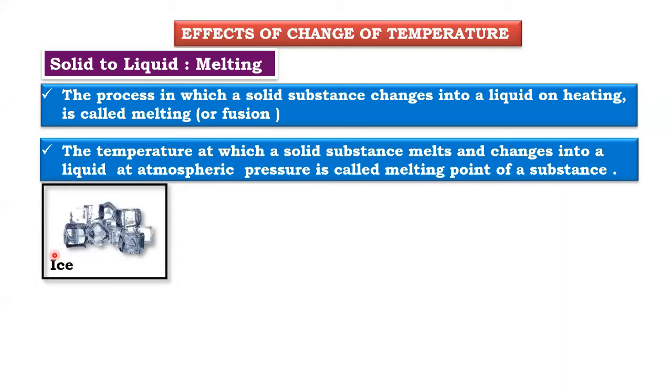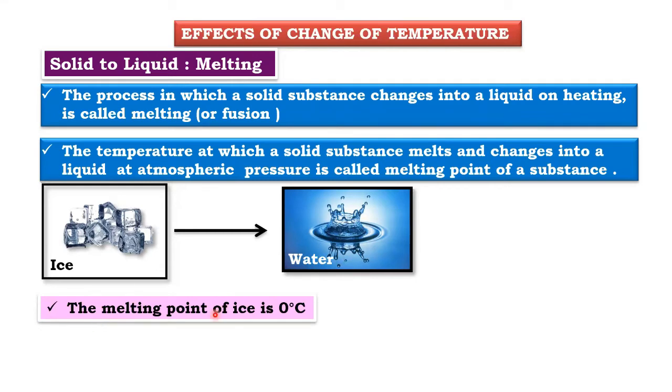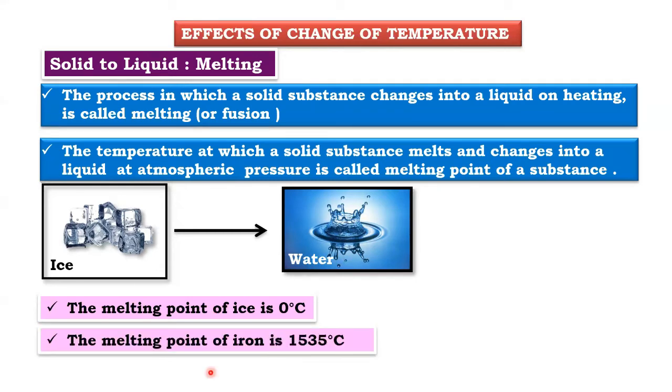So now let's talk about ice. Ice can be converted into water at room temperature, correct? The melting point of ice is 0 degrees Celsius. The melting point of iron is 1535 degrees Celsius, right? So this is the reason.